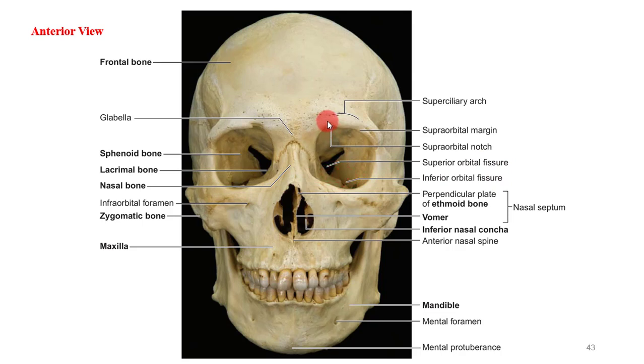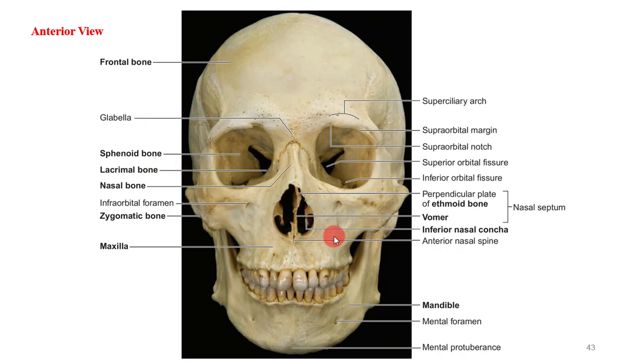Superior to the orbits on the anterior surface of the frontal bone are the superciliary arches, otherwise known as the brow ridges. The left and right nasal bones form the bony bridge of the nose. Superior to nasal bones and between the orbits is a landmark area called the glabella.